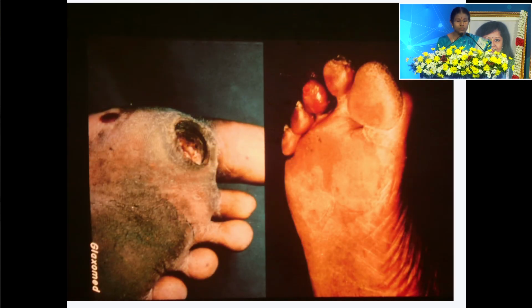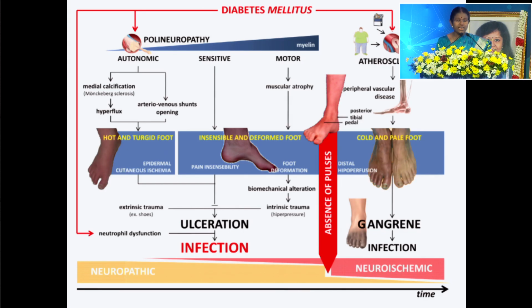And of course, you all know the trophic ulcers present in diabetes. The causes of recurrent foot infection are neuropathy, atherosclerosis, that is vasculopathy, and infection. It can lead to gangrene.